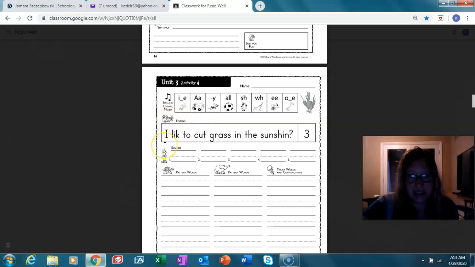So let's read the sentence. I like to cut grass in the sunshine. Oh, that's a question though. Huh. I like to cut grass in the sunshine. And how many mistakes should we be looking for? 3 mistakes. Let's see if you can find the 3 mistakes. Pause the video, look for your 3 mistakes.